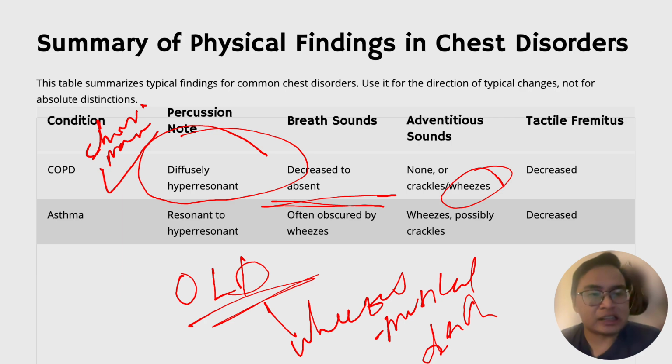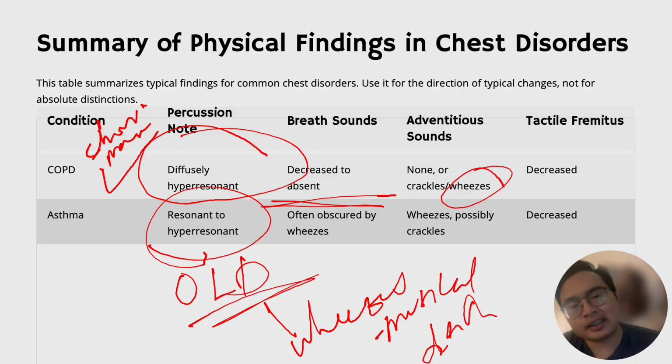Lastly, we have asthma. Asthma is also going to be hyperresonant. The lungs are also hyperinflated, but a prominent finding would be wheezes. Because of the difficulty breathing or because of the musical sound of the wheezes, normally the breath sounds are going to be obscured. Alright, so that's just it for our chest physical examination.